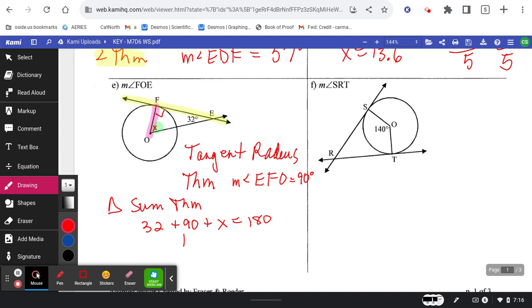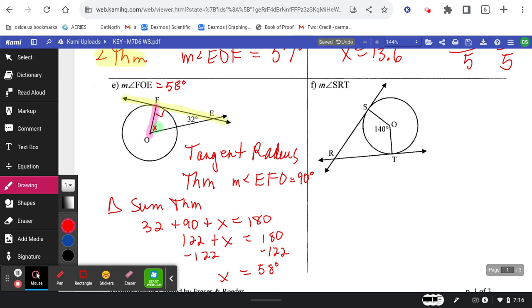I got a 122. Is that what you got? And then take a minute to subtract from 180. Did you get 58 degrees? And so we just found the angle, the central angle technically, angle FOE is equal to 58 degrees.